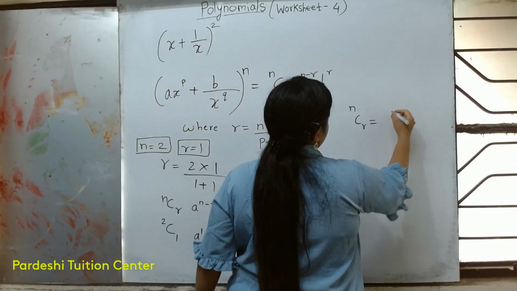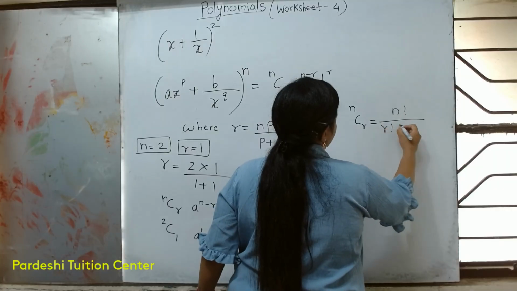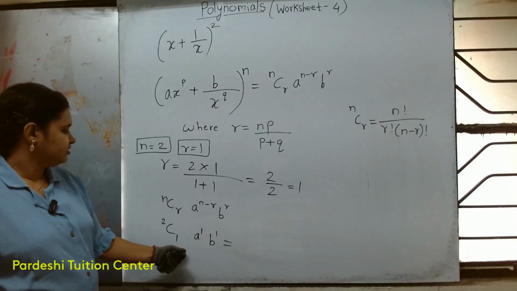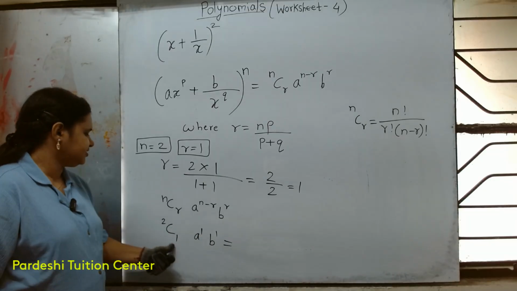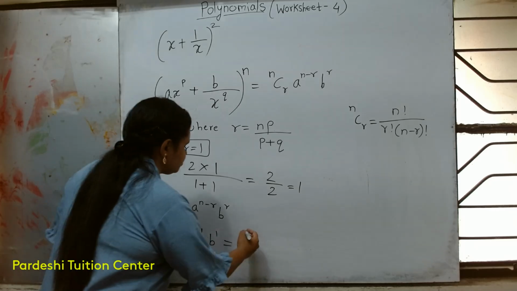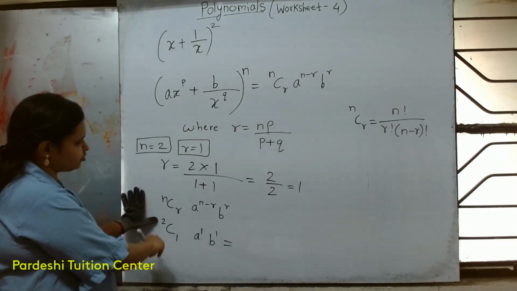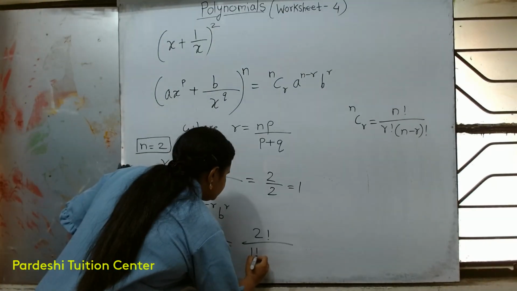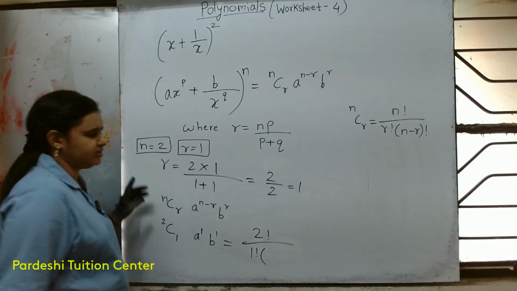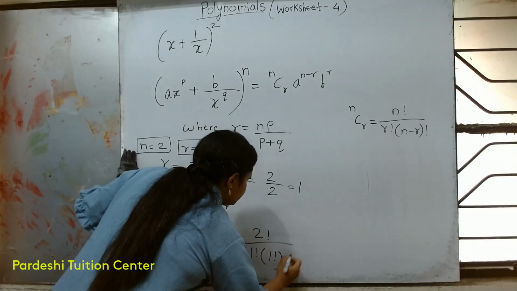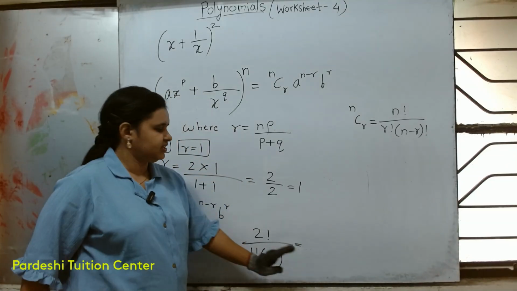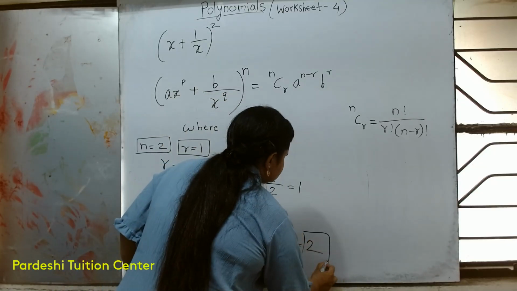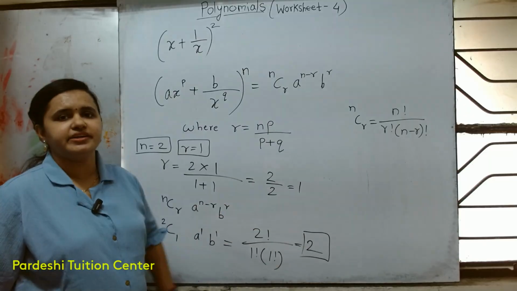nCr equals n factorial upon r factorial into n minus r factorial. So here 2C1 is given, with a to the power 1, b to the power 1. We have to find 2C1. So 2C1 will be n factorial, here n is 2, so 2 factorial upon r factorial, here r is 1, so 1 factorial, and n minus r means 2 minus 1, that is 1 factorial. Okay. So 1 factorial is 1, 1 factorial is 1, 2 factorial is 2. So we have got the answer as 2. So 2 is the term independent of x.